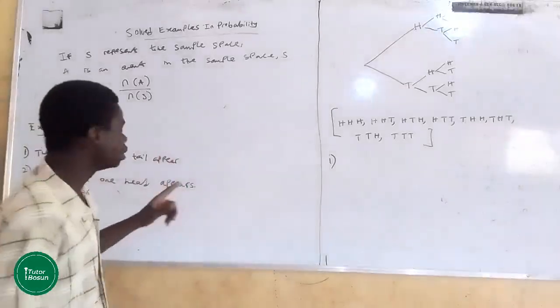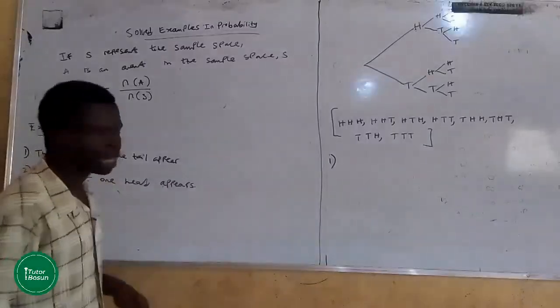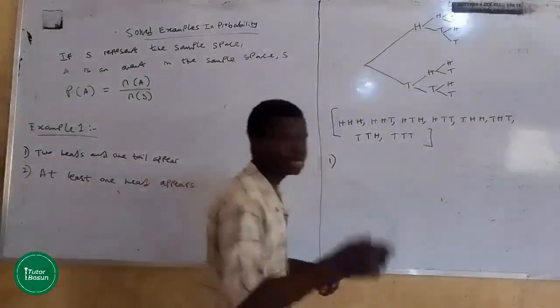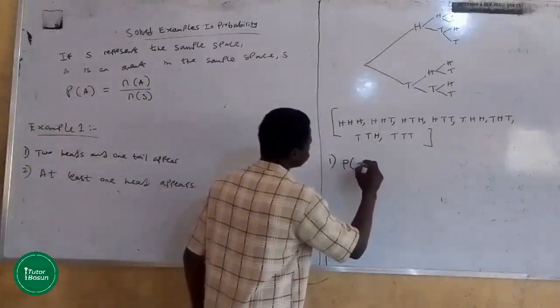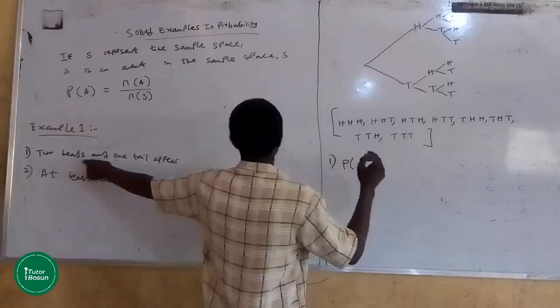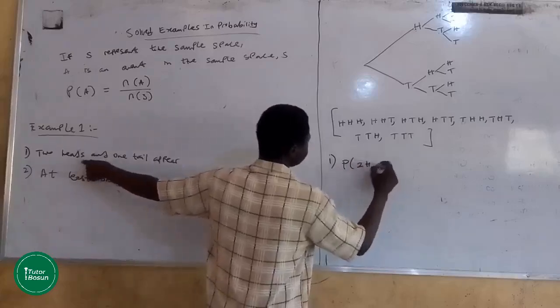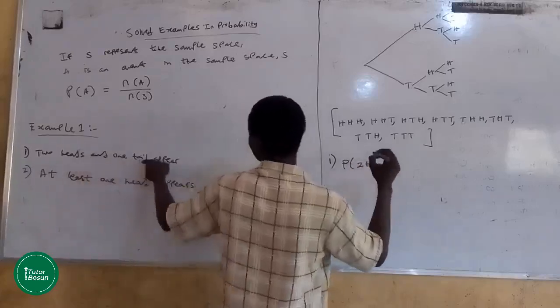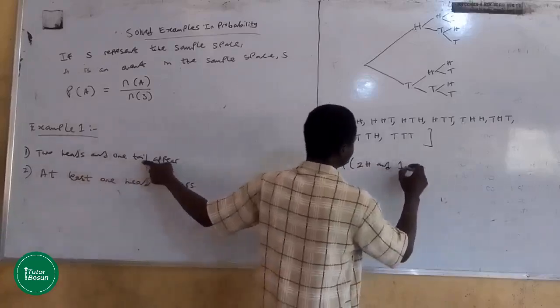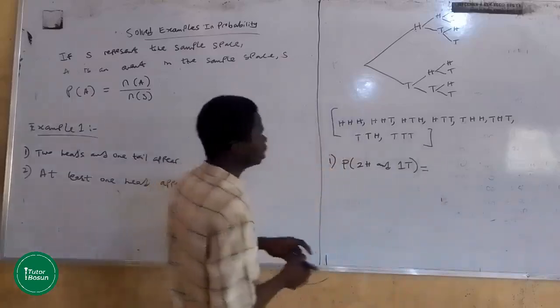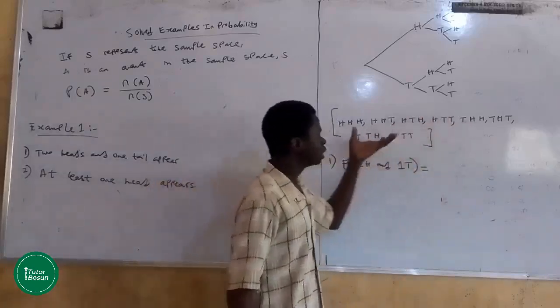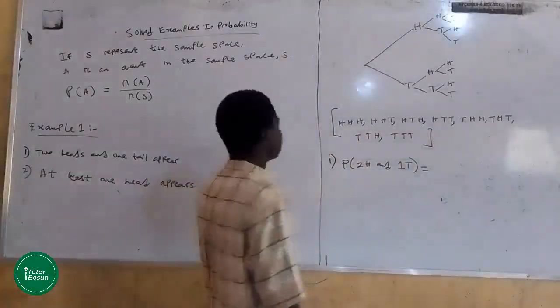The probability that 2 heads and 1 tail appear. So now let's take our sample space. What are the elements having 2 heads and 1 tail?